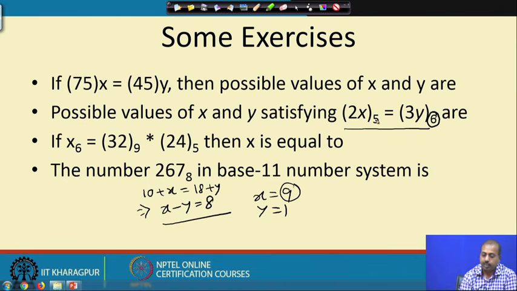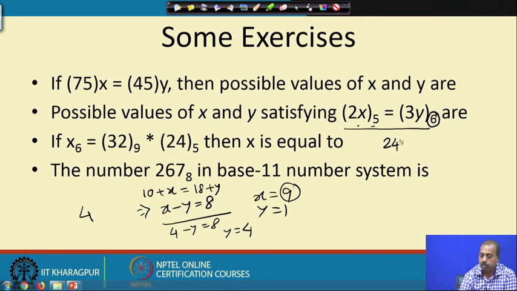So, naturally, I cannot have any relation that satisfies this particular property. If I choose y equal to 1, then I will require x equal to 9, which is not possible. So, I can choose x at most equal to 4, since the base is 5. If I put x equal to 4, then 4 minus y equal to 8, or y equal to minus 4. So, I take x equal to 4 and y equal to 4.